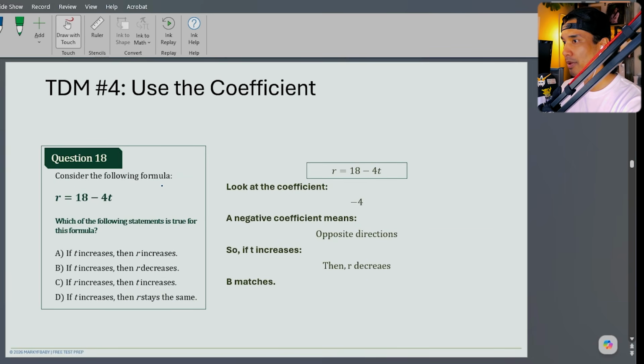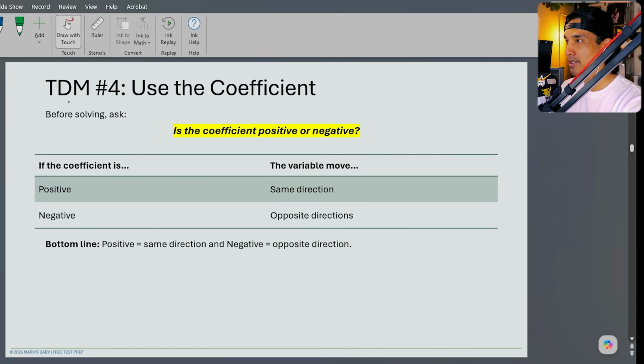Consider the following formula. R is equal to 18 minus 4t. Which of the following statements is true for this formula? These are the questions that I am talking about in this test day move. If the coefficient is positive, the variable will move in the same direction. If it is negative, it will move in opposite directions. Bottom line, positive equals same direction and negative equals opposite direction.